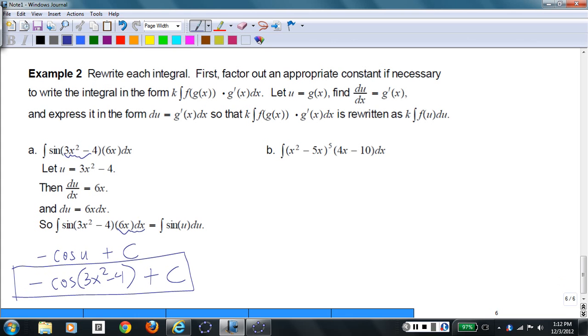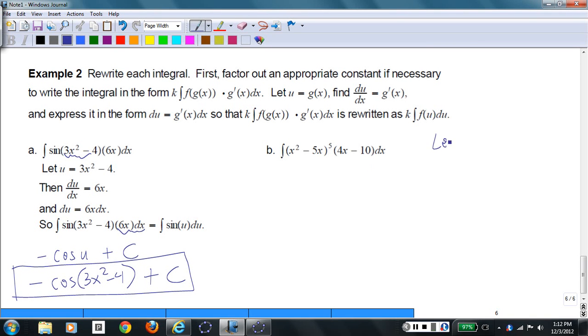And then the fun part, check the answer. Don't have to, but sometimes it's satisfying after going into all this challenge, because usually checking is not too tough. Derivative of negative cosine of 3x squared minus 4: sine of 3x squared minus 4, and then the chain rule says multiply by the 6x. And then once we do that, we think, oh yeah, we just kind of undid the chain rule. So the process of reversing the chain rule takes some work, but that's kind of what we did. Basically reversed it.